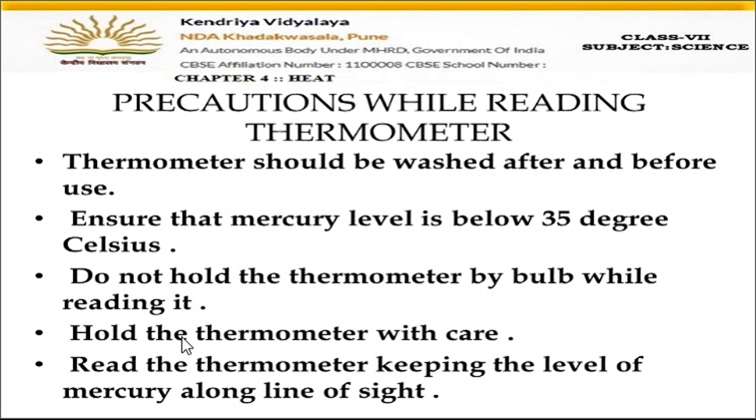We should not touch the bulb of the thermometer, because it can damage the bulb, and mercury is a very, very poisonous metal. If the bulb breaks, suppose you are keeping it in your mouth and you chew the bulb, what will happen? Mercury is a very poisonous metal. If it comes in contact with your skin, it can penetrate inside and it can be fatal for your body. It can cause death also. So never hold the thermometer by the bulb.